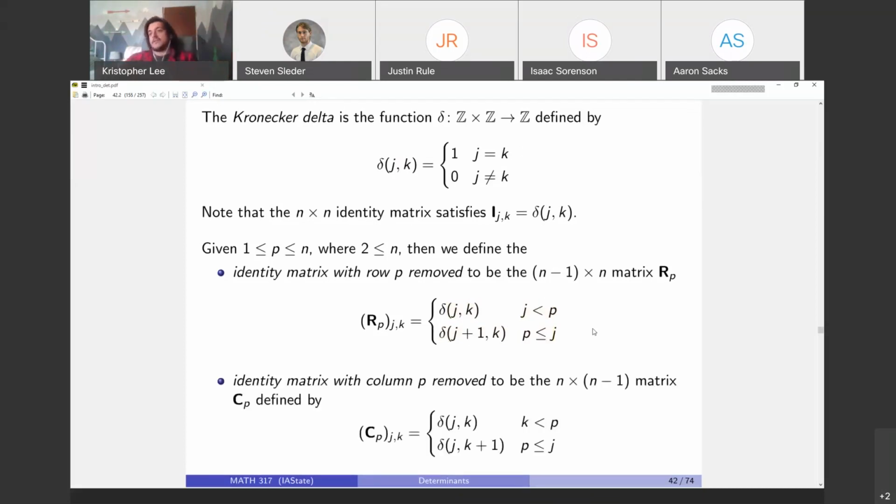Okay, and then similarly, we can define the identity matrix with its pth column removed by doing the exact same thing, where if the column we're in is not the pth one, then we don't change anything. But if the column we're in is p and beyond, we then shift. It should be a k there, not a j.